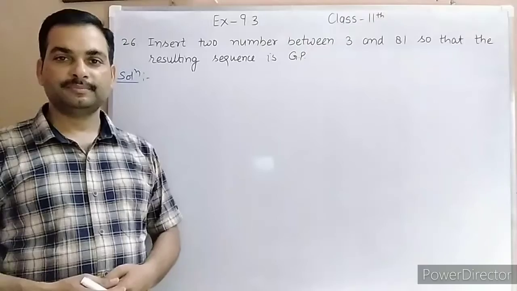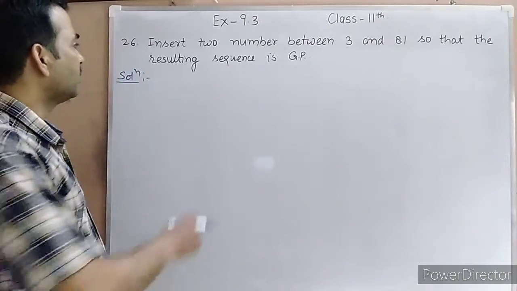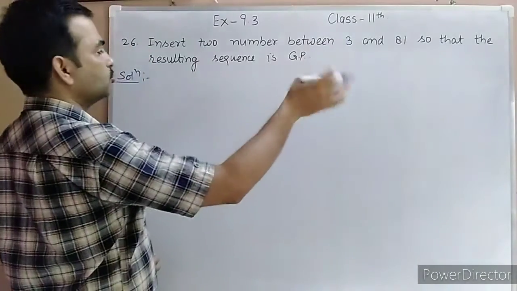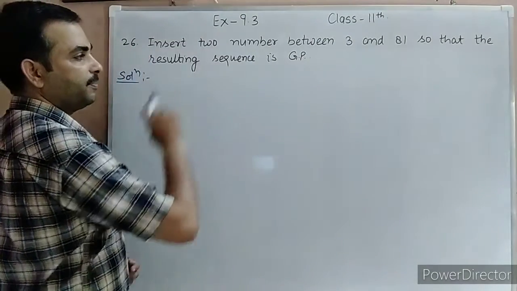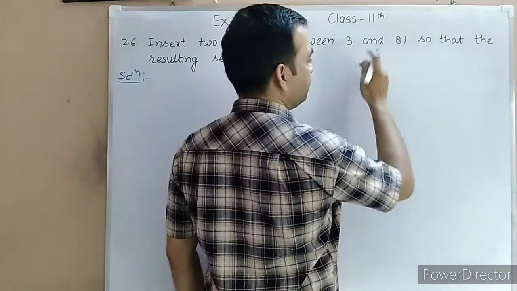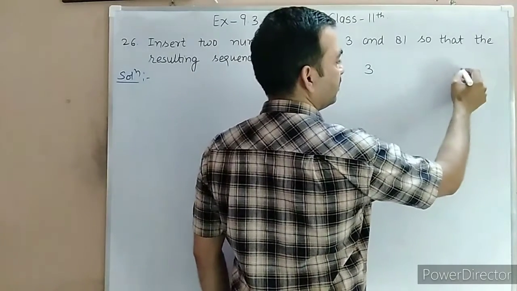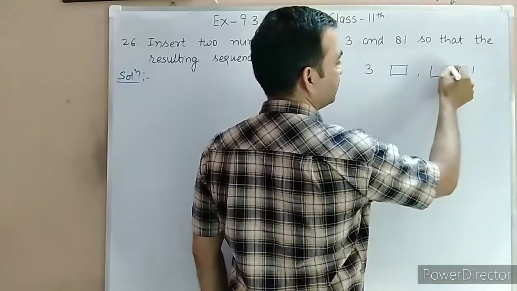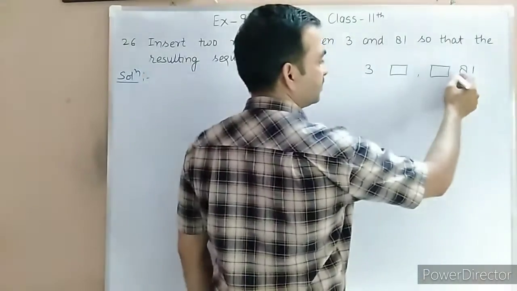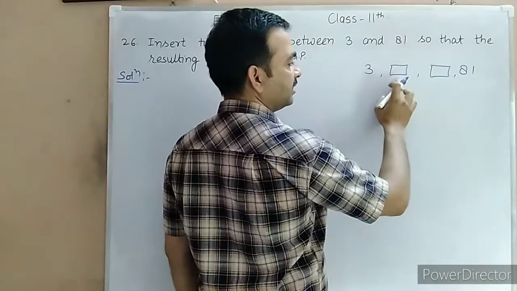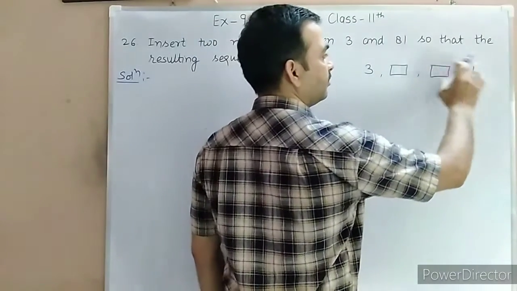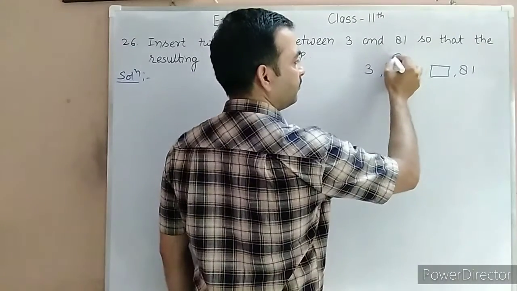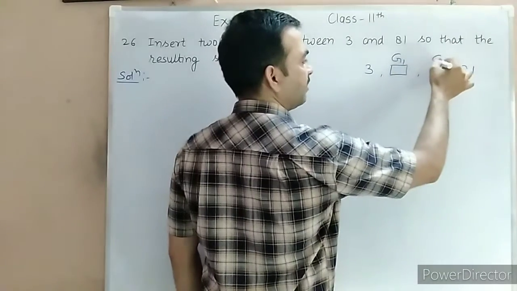Hence, proved. So the next problem is: insert two numbers between 3 and 81 so that the resulting sequence is a GP. Insert two numbers between 3 and 81. One number here and the second one is here. Like this. Then the sequence 3, these two numbers and 81 form a GP. So I can assume the first number is G1 and the second number is G2.